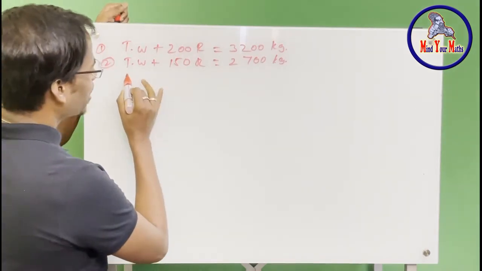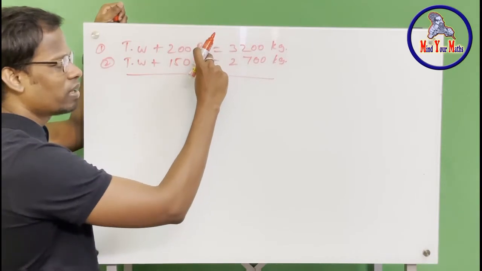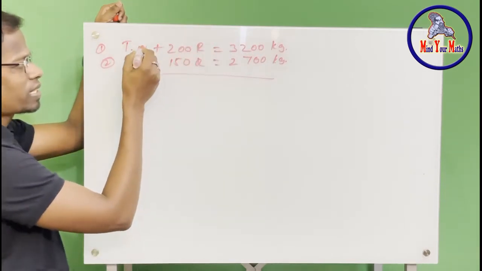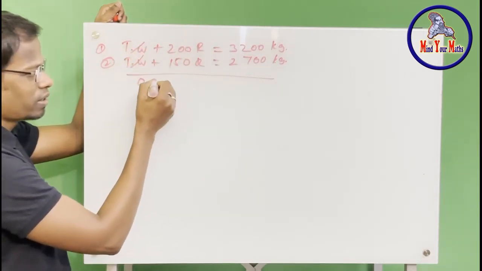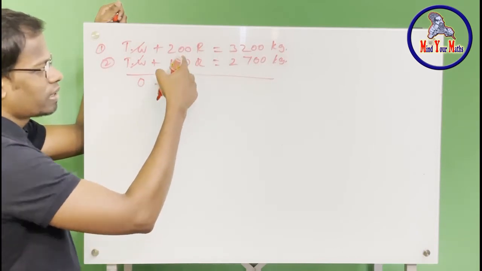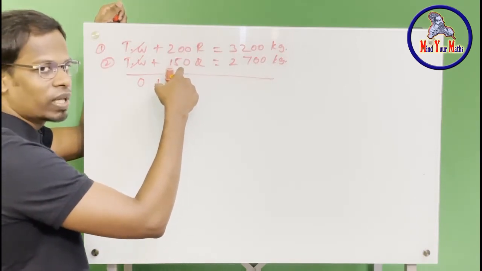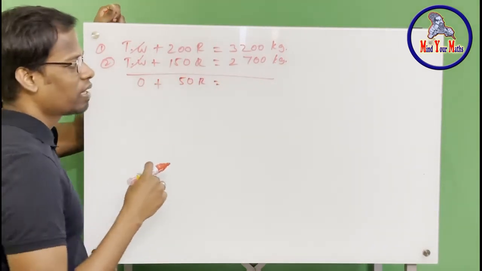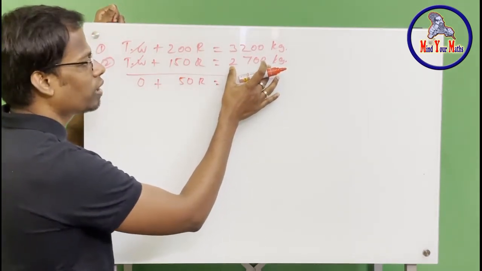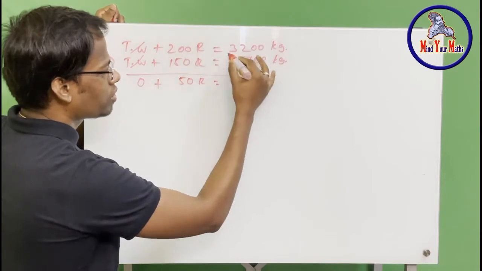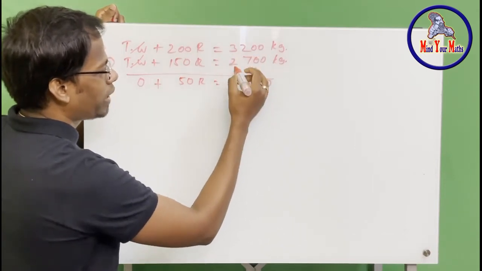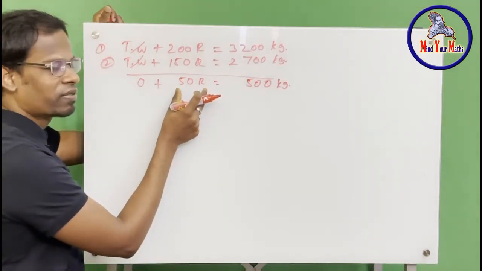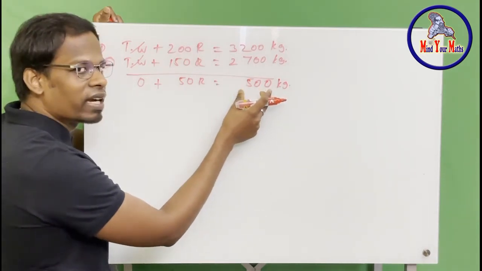Now you see here, if you subtract equation 2 from equation 1, let's see what we will get. The truck's weight will get cancelled out, so it becomes 0. And then 200 minus 150, how much will it be? 50 sacks of rice. And then if you subtract these two, 12 minus 7 is 5, and then 2 minus 2 is 0 anyway. So 500 kilograms. So 50 sacks of rice is going to weigh 500 kilograms.